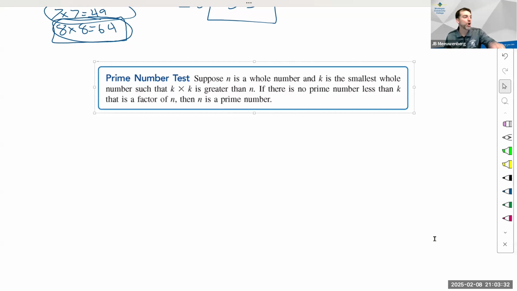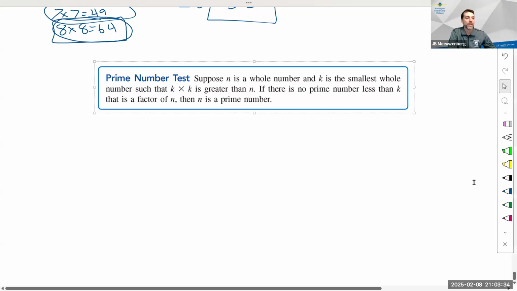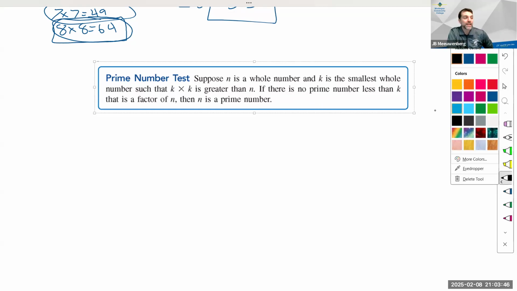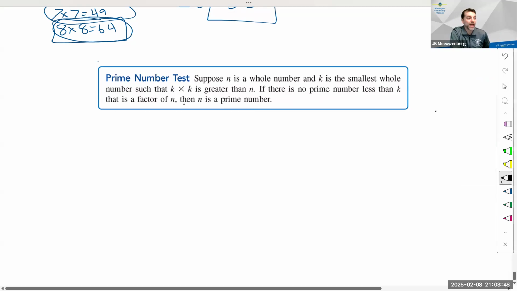So it says, suppose n is a whole number and k is the smallest whole number such that k times k is greater than n. If there's no prime number less than k that is a factor of n, then n is a prime number. I know that sometimes we have to pause and reread these several times. I'm going to try to make it a little bit easier for you.